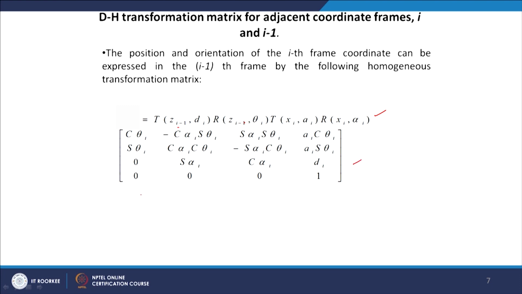This expression contains theta i, d i, alpha i, a i, all the 4 parameters. So this gives the relation i minus 1 Ti, expressed like this. The relation i minus 1 Ti is given by this. We will explain this using a concrete example in the next lecture to obtain the ARM matrix of a robot manipulator. Thank you.